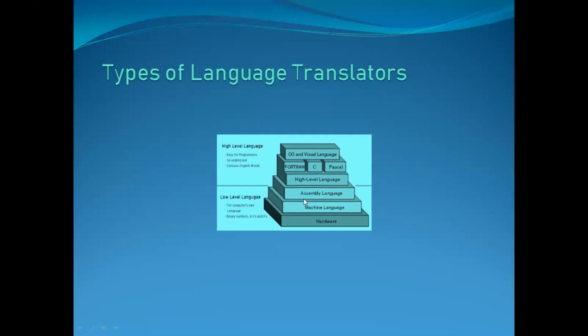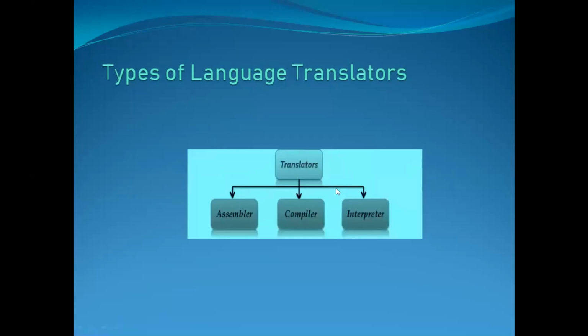So these two languages are low-level languages, and assembly language, because it is written in English-like sentences, needs a translator. Its translator is called an assembler. The rest of the languages are high-level languages, and for high-level languages, we use two types of translators: compilers and interpreters. So we can say that there are three types of translators: assemblers, compilers, and interpreters.